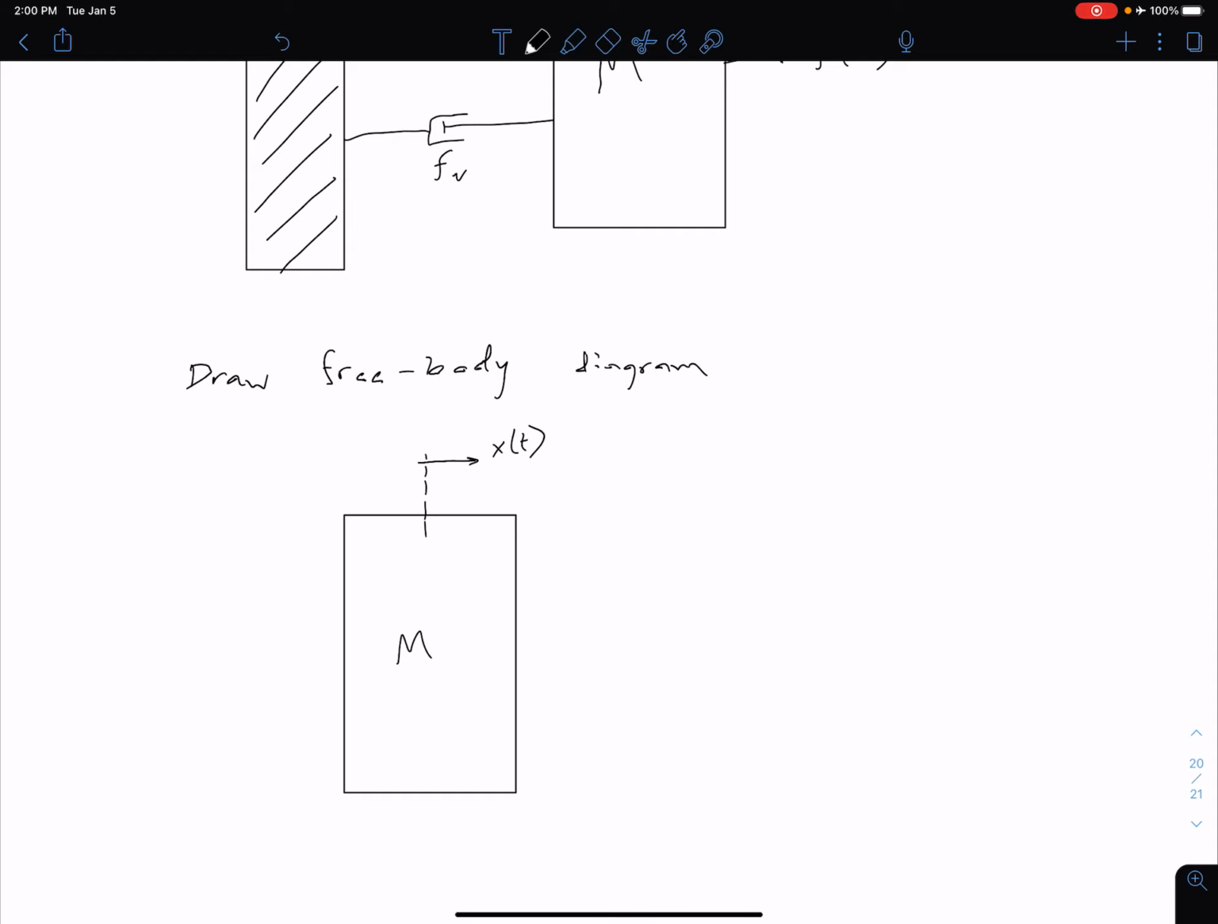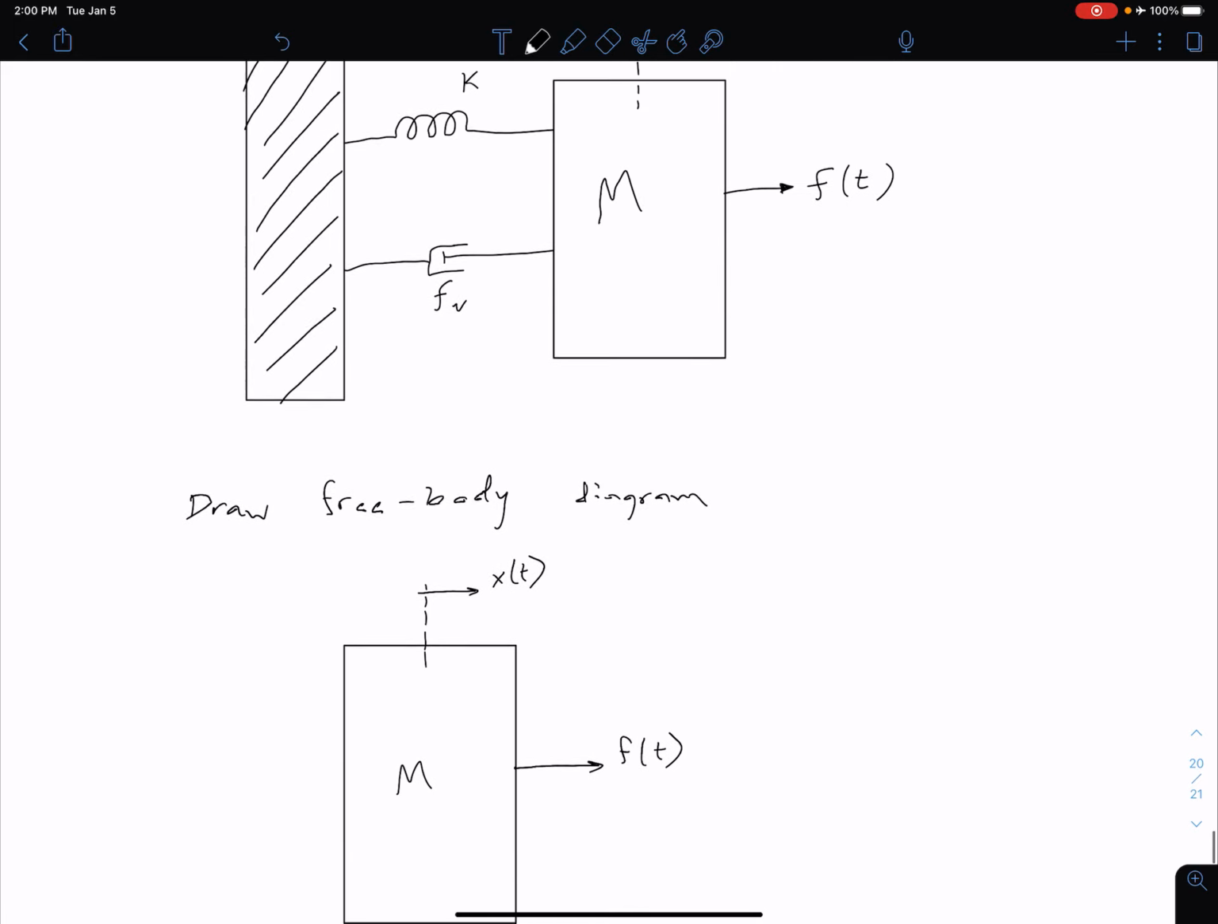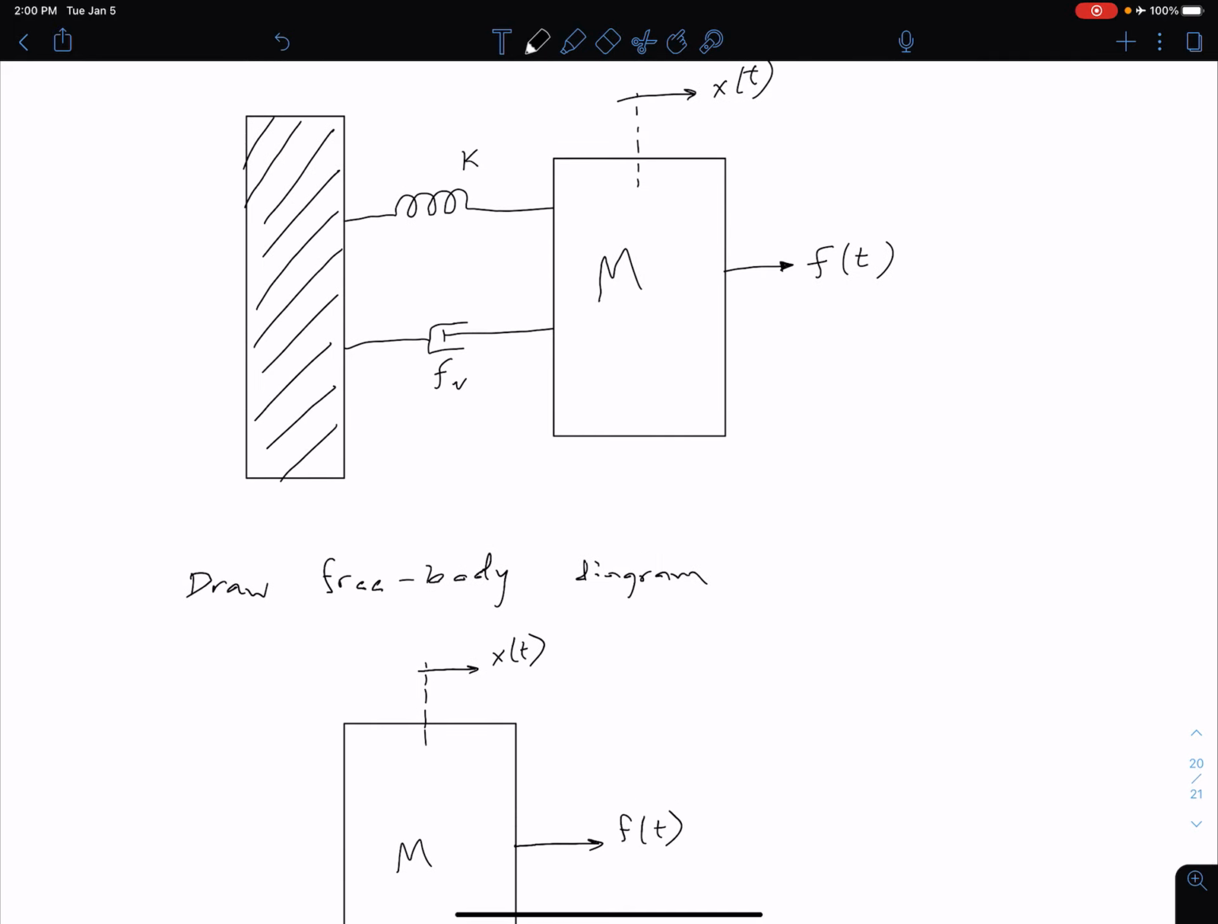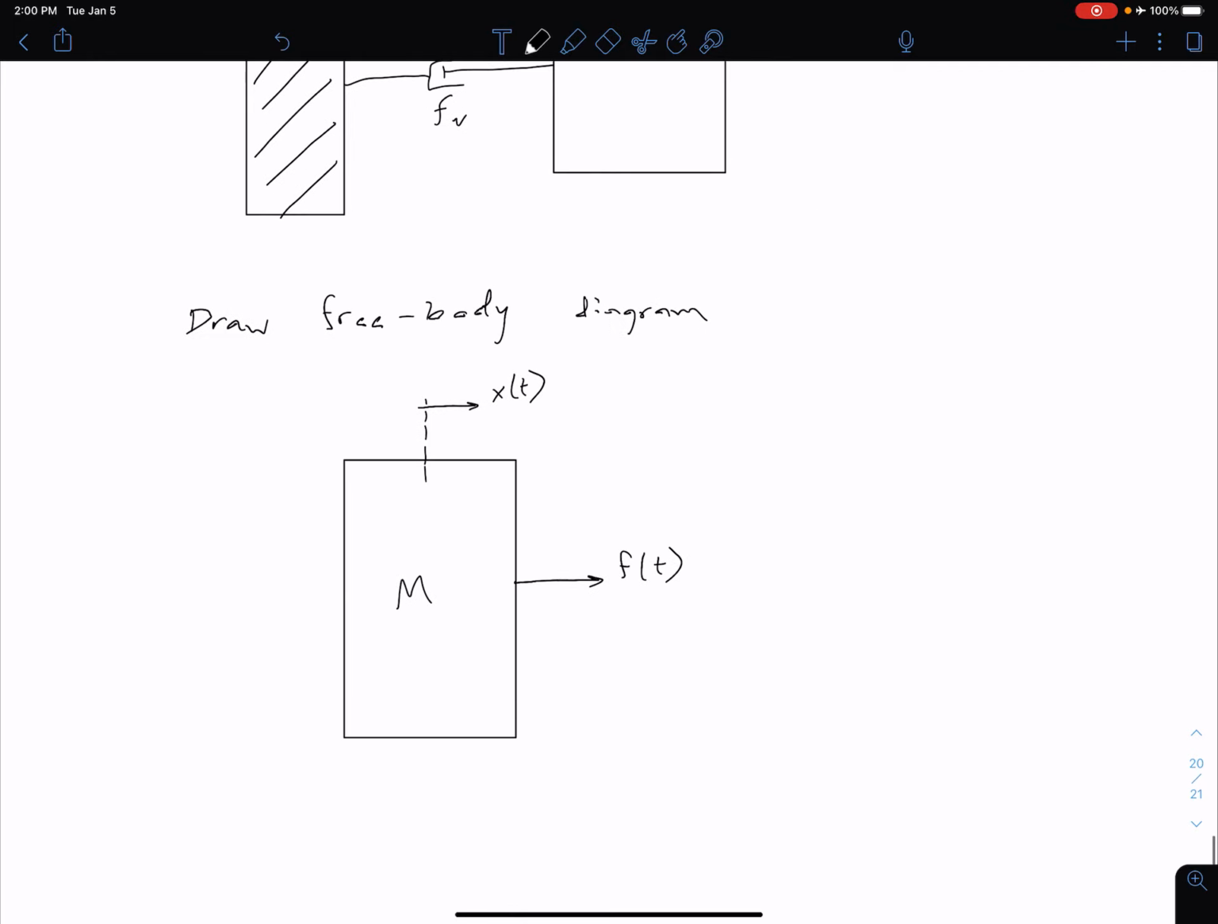In our free body diagram, we want to draw all of the forces and their directions that are acting on this mass. Of course we have a force that's wanting to move the mass to the right, f of t. Now we want to relate the forces acting on the mass from the spring, our viscous damper, and of course the mass itself. Again, if you're a little rusty on what these equations look like, as I am, you can go to table 2.4 in the textbook, which I mentioned in the previous video.